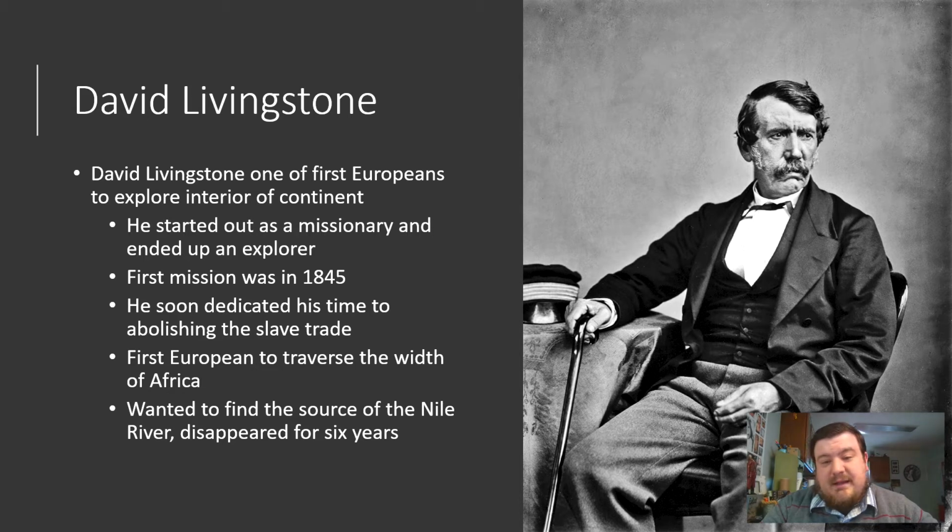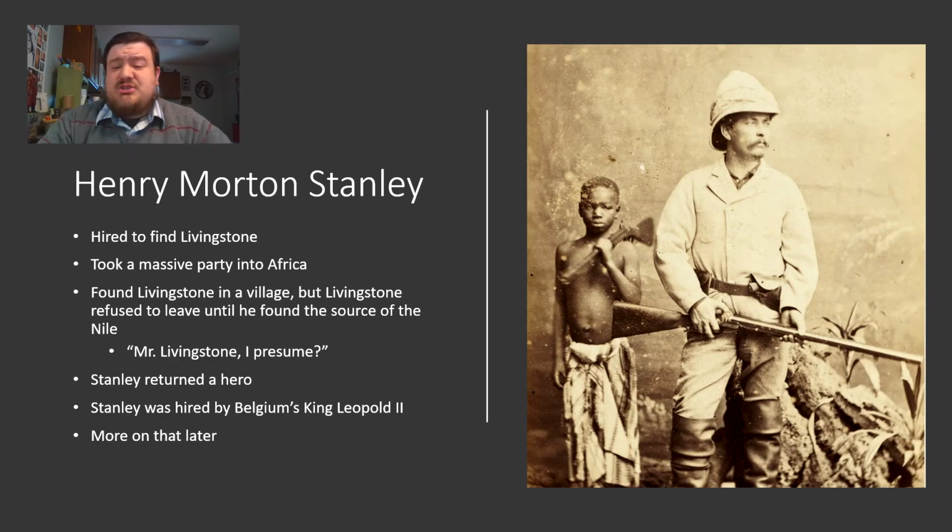However, he had disappeared for 6 years, and the European nations began to wonder where he had gone. And that is where we are introduced to our next explorer, Henry Morton Stanley. Henry Morton Stanley was a journalist hired to find Livingstone. The difference between the two explorers was that whenever Livingstone would go into the interior of Africa, he would travel alone or in very, very small groups. He was known for traveling light and making friends with the local tribes.